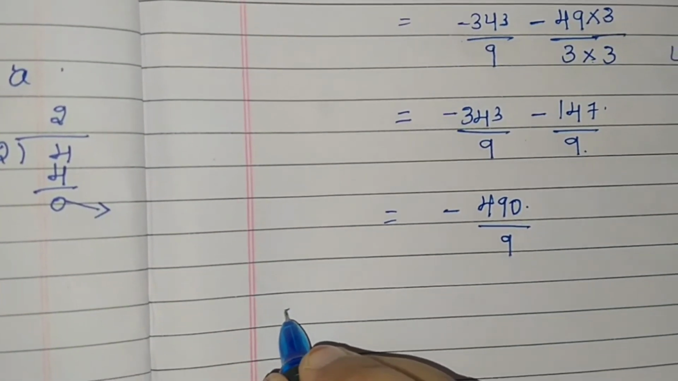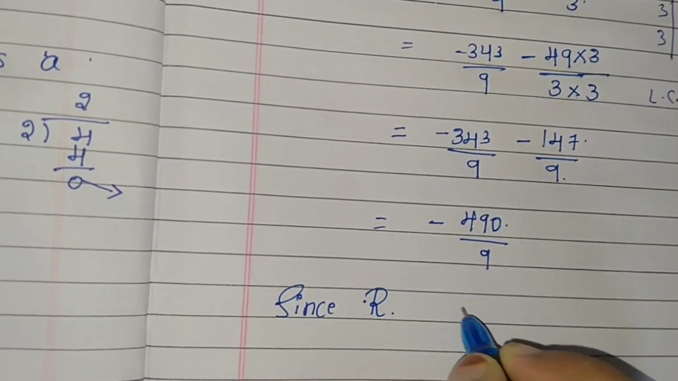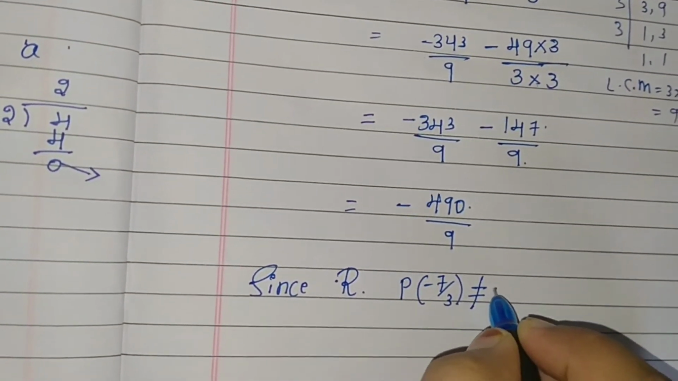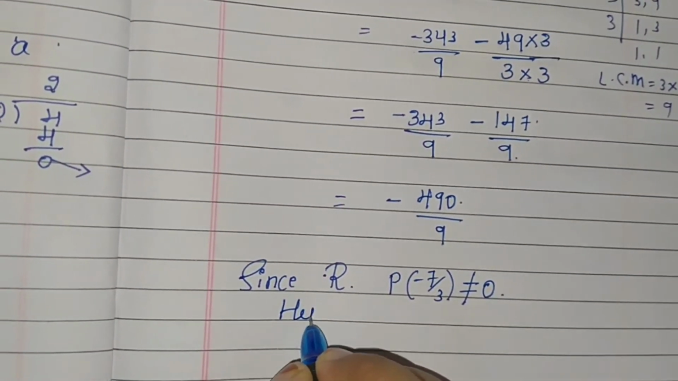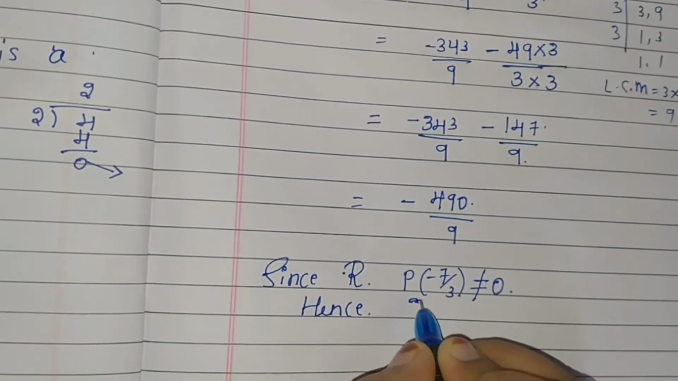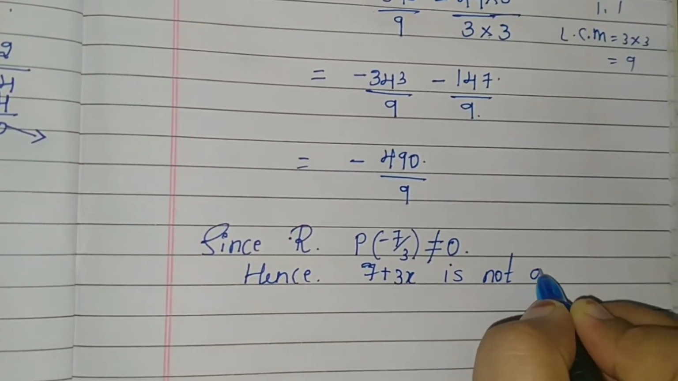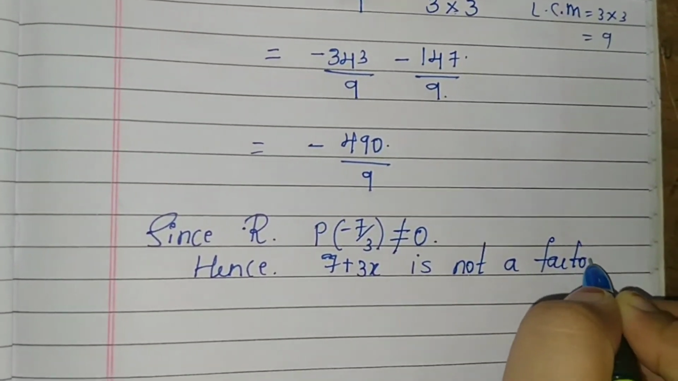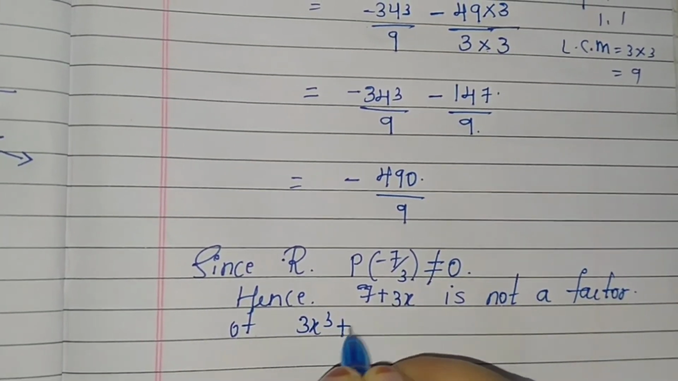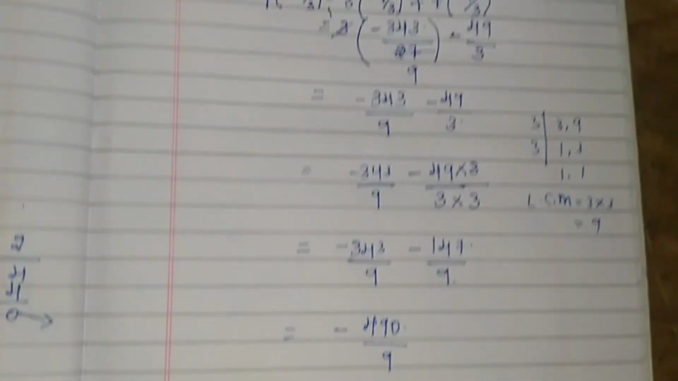Okay. So at last what you can write here, since the remainder P of minus 7 by 3 is not equal to 0. Okay. The remainder that you are getting here is not equal to 0, isn't it? Hence 7 plus 3x is not a factor of 3x cube plus 7x. Okay. See this now.